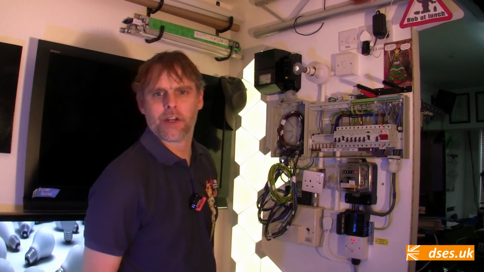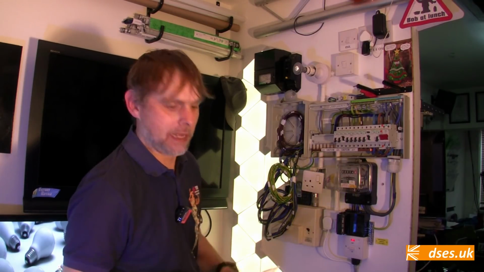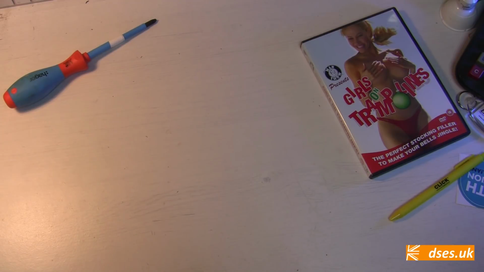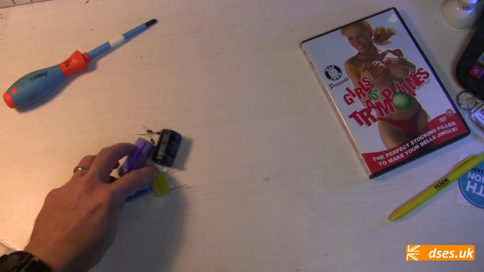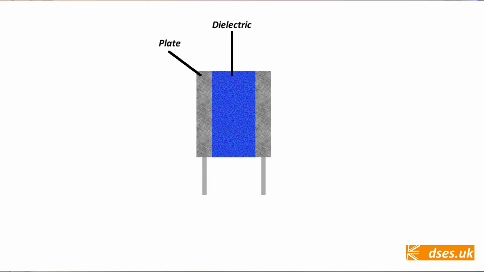So if there's no current and no magnetic field, just what is this thing detecting, you may well ask? Well, it's picking up an electric field, and to understand electric fields, we need to know more about how a capacitor works. A capacitor comes in a variety of values, types and form factors, and they basically consist of two conductive plates separated by an insulator called a dielectric.